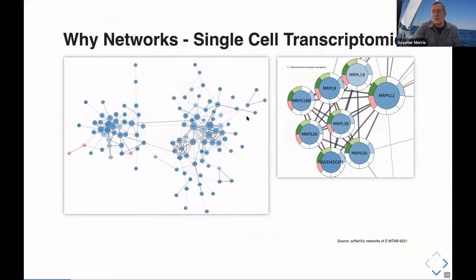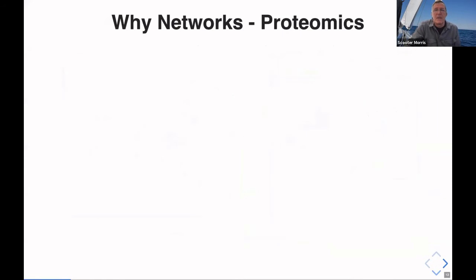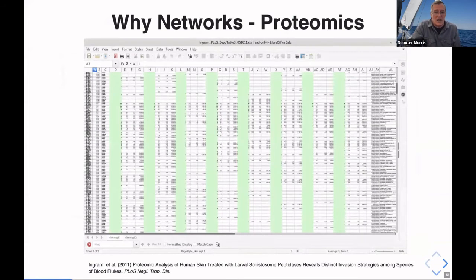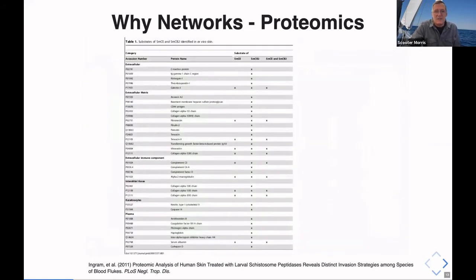within the scope of the network. Similarly for proteomics, I had some collaborators that came to me with this spreadsheet. They were very interested in doing an analysis of skin treated with schistosomes. They were trying to figure out why some schistosomes cause schistosomiasis and others are much less severe. And this is their analysis. And you can see that they're looking at different substrates between the different species.